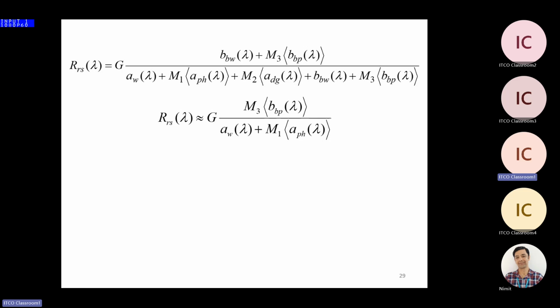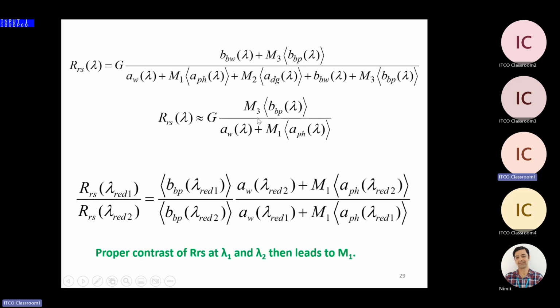Okay, BB water is so small compared to the contribution of backscattering by particles. With this, you do a ratio of the 2 bands, or you do some kind of 3-band algebra manipulation. So here is the 2 bands ratio. The 2 bands ratio gives M3. So this ratio gave us simply one variable, that's M1.